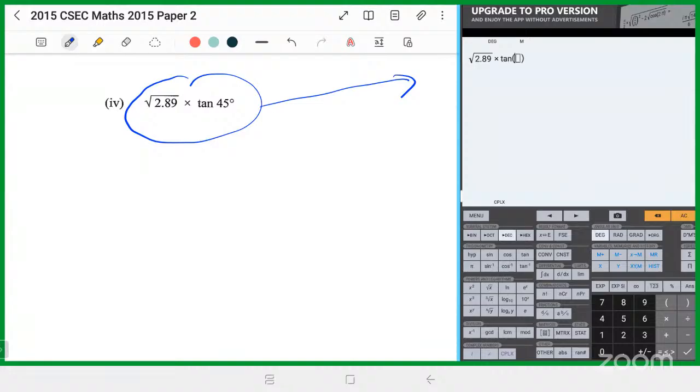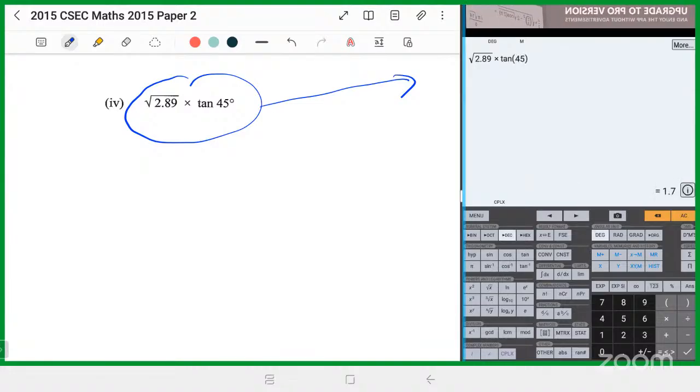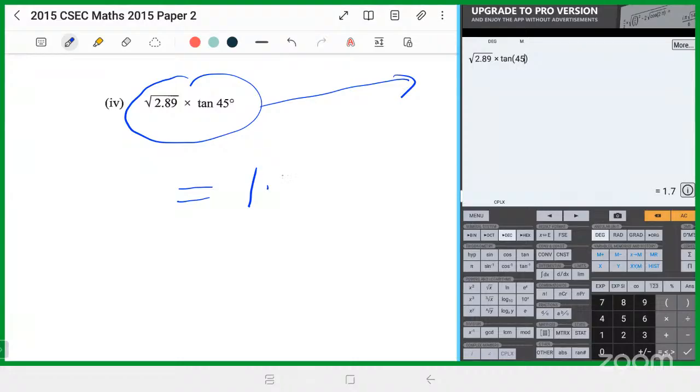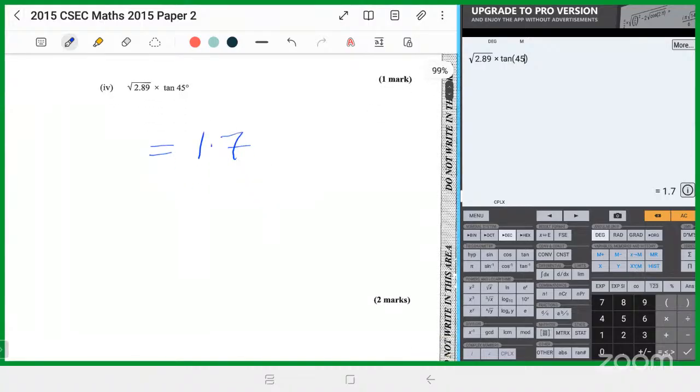Degrees. At this level, you're only going to be working in degrees. And that answer there is 1.7. So this is equal to 1.7, and that is the answer right there. I think that finishes part A.